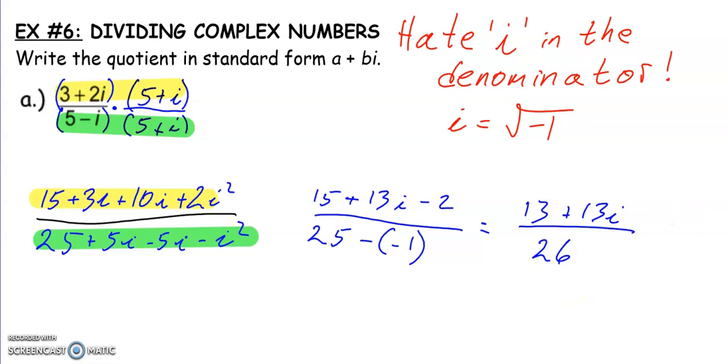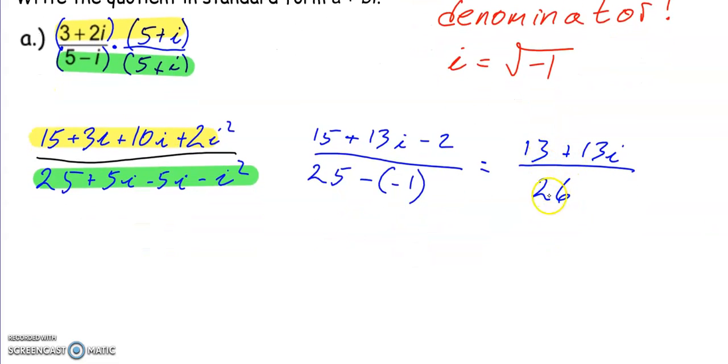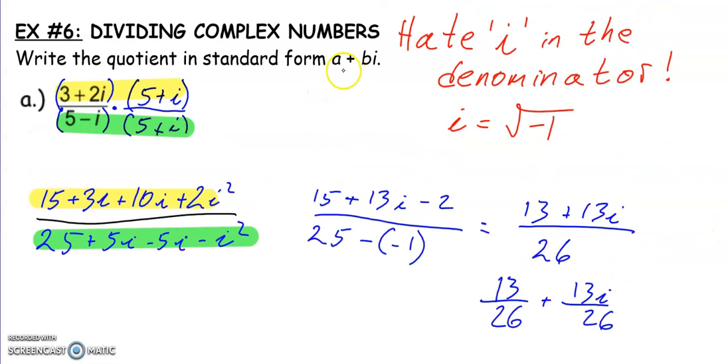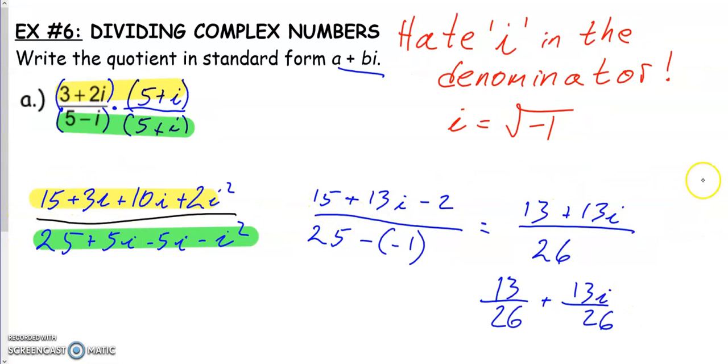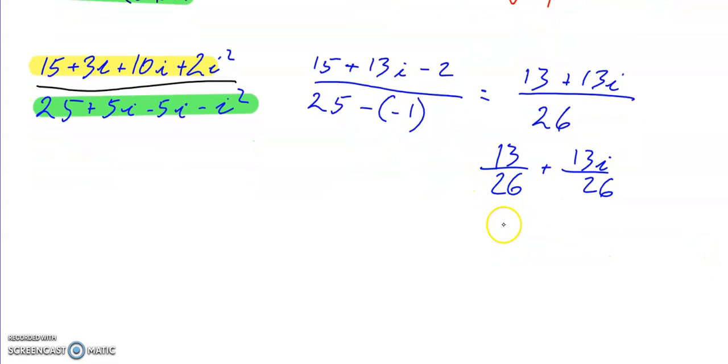Now, if you notice, we're not quite done, because 13 and 26 have a common factor. We're going to write this as 13 over 26 plus 13i over 26, because we want our answer in standard form, which says write it as a real number and an imaginary number. So 13 over 26 is 1/2 plus i over 2, or some people like to say 1/2 i. Either way is good.